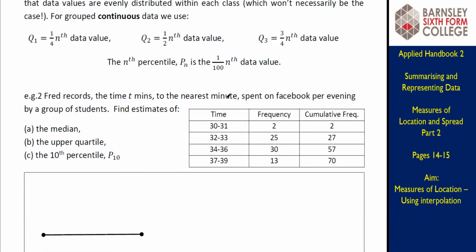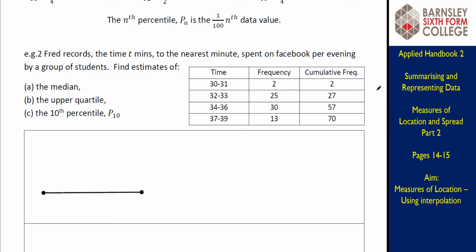In this example, you've got the time to the nearest minute people spent on Facebook per evening by a group of students, and we're going to find estimates for the median. Previously we've looked at how we find the median class, and what's going to help us do that is having a cumulative frequency total here to the side. So 2 people spent between 30 and 31 minutes, and then 27 people spent 33.5 minutes or less. I'll explain why I said 33.5 in a minute.